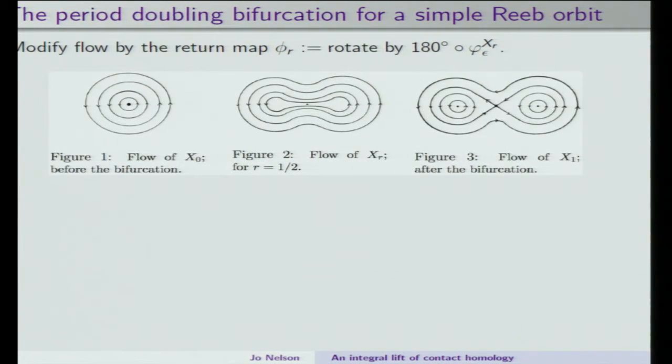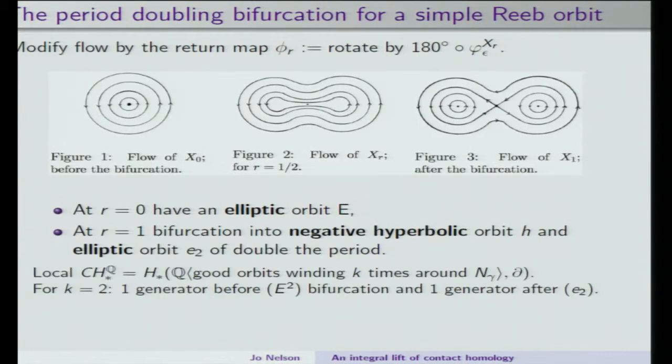And then we're going to rotate by 180 degrees. So the fixed points of this Hamiltonian vector field X, when you rotate by 180 degrees, if you match back up with your fixed point, you're going to end up with a periodic orbit. So at this r equals 0 parameter, we have an elliptic orbit E that corresponds to this center point. And then at time 1, the bifurcation gives us a negative hyperbolic orbit, which is at the origin of figure 3. And then we've got an elliptic orbit E2 of double the period, and that's by connecting the two fixed points in between the two circles on either side of the hyperbolic orbit.